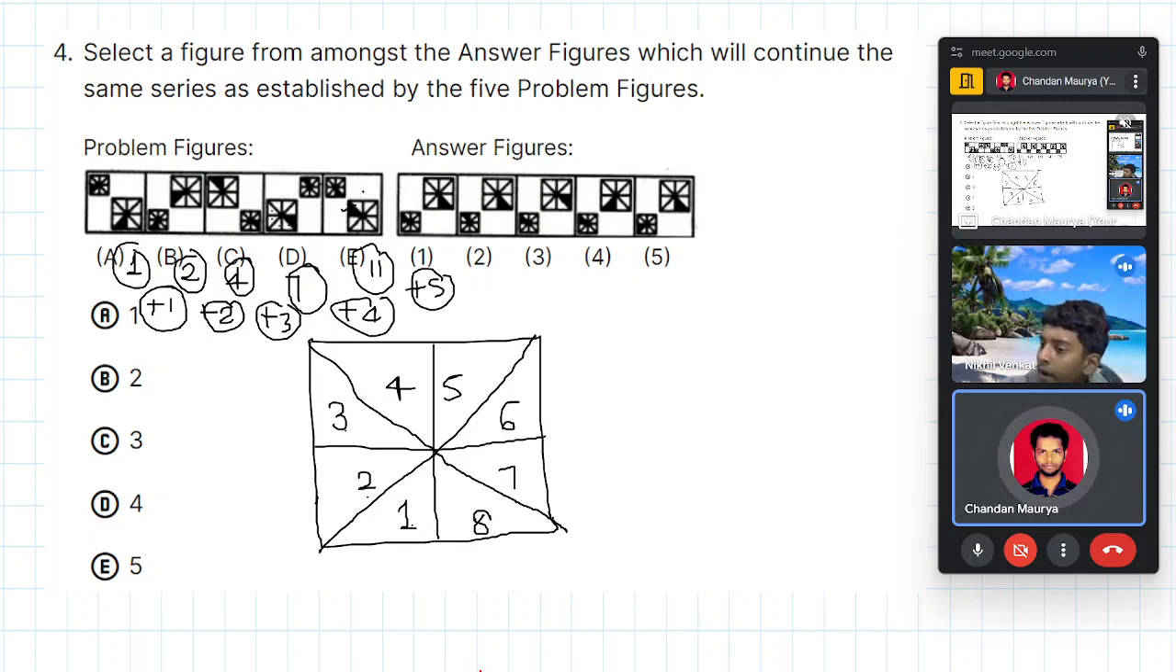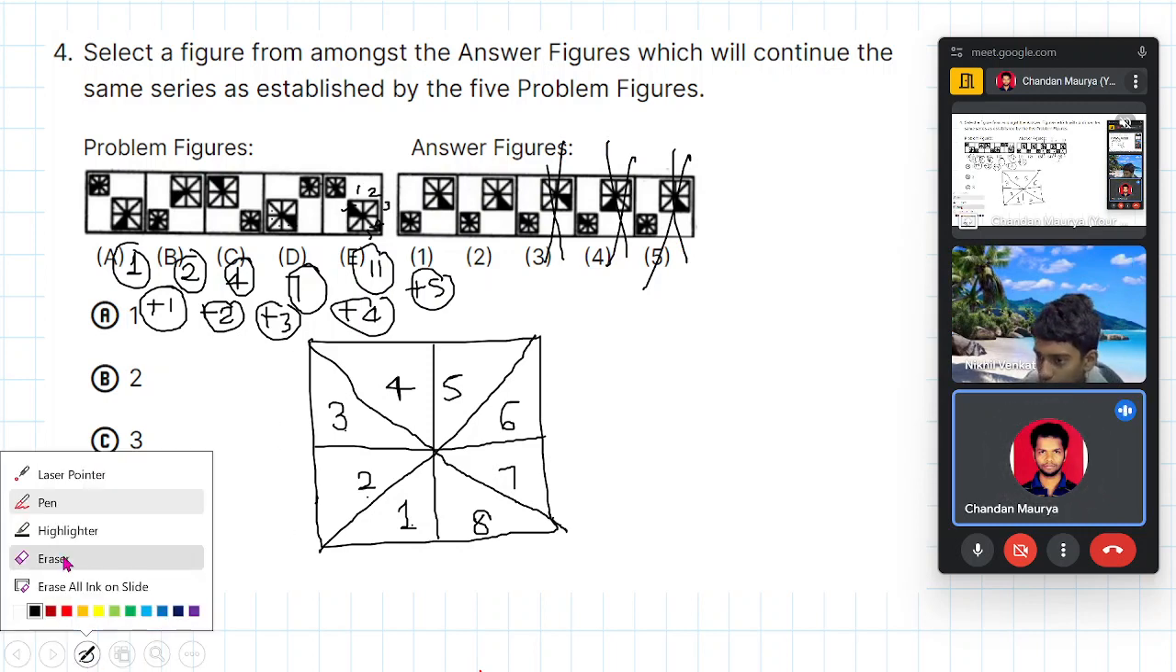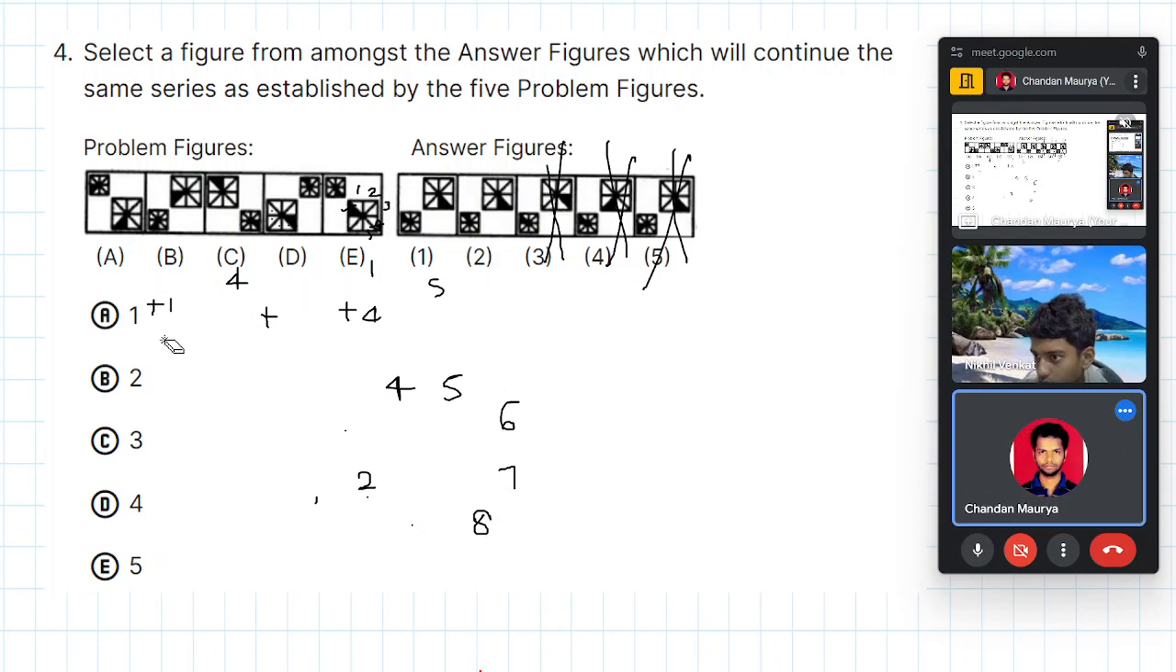So this is my shaded. One, 2, 3, 4, 5. So fifth means this one. So this is wrong, this is wrong, this is wrong. Now I have two options yet, one or two. Can you just help me with this?